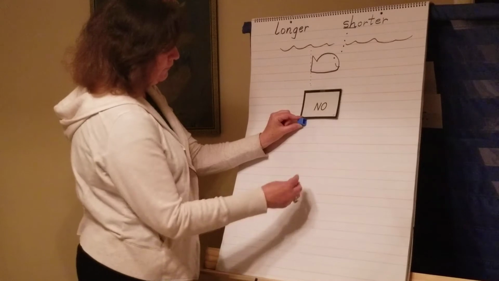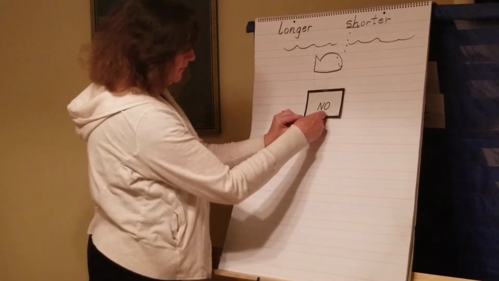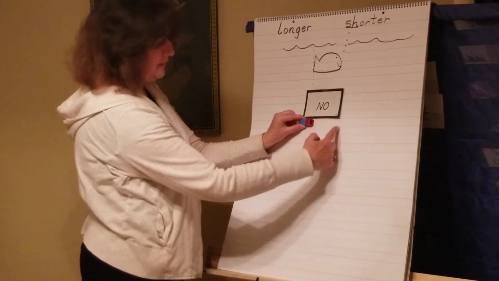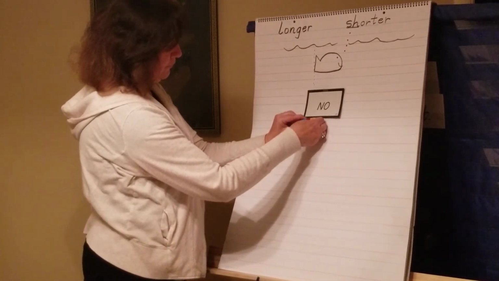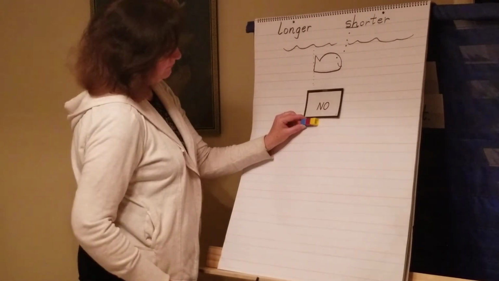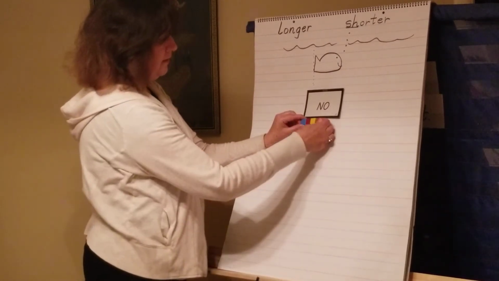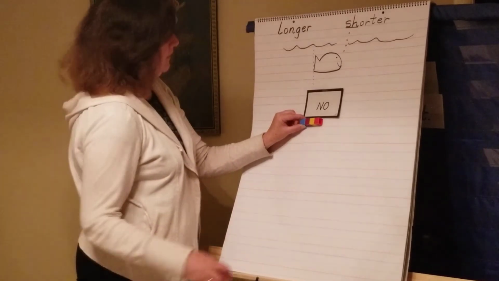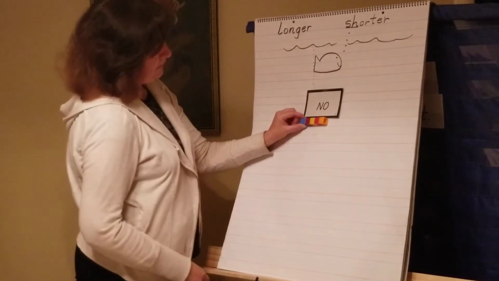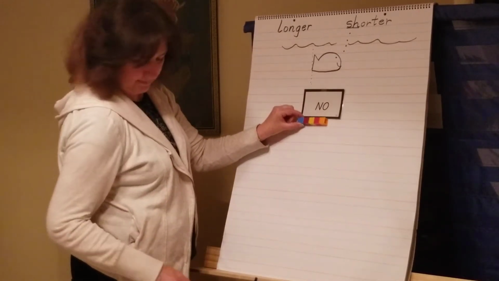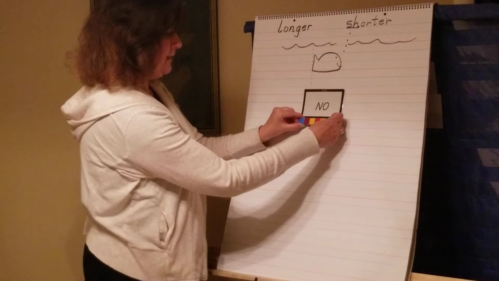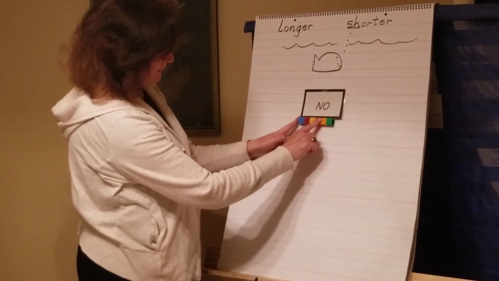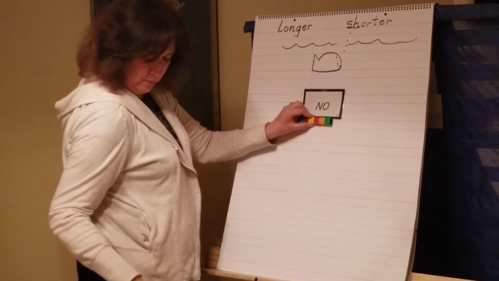So there's 1 Unifix cube. Nope, I still need some more. 2 Unifix cubes. Nope, I still am not at the same length. 3 Unifix cubes. Nope, that's still shorter, isn't it? 4 Unifix cubes. Still shorter. 5 Unifix cubes. Not there yet. 6 Unifix cubes. We're getting closer. Remember, I've got to keep it lined right up there. Let's try one more. What do you think?